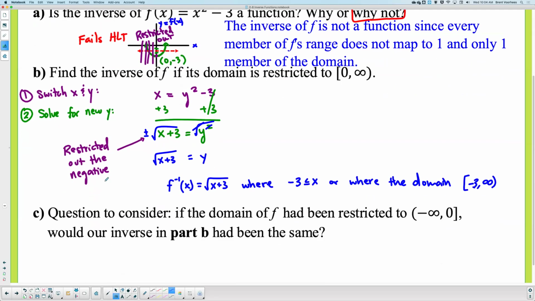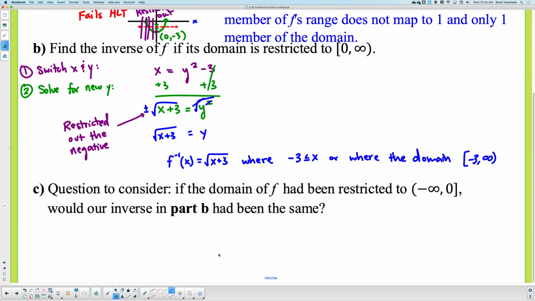Now, it says here on part C, question to consider. If the domain of f had been restricted to the left side, would our inverse in part B been the same? And the answer is no. It would not have been. The answer would have been, if we had restricted the other side, we would have had the inverse equaling the negative square root of x plus 3. And then the range would have still been from -3 to infinity though.